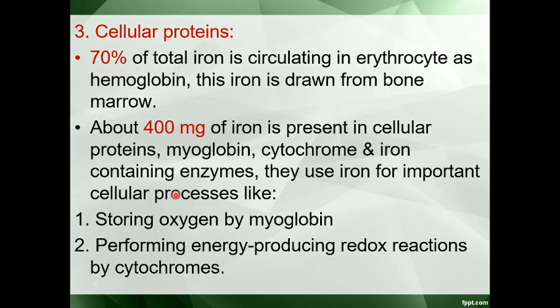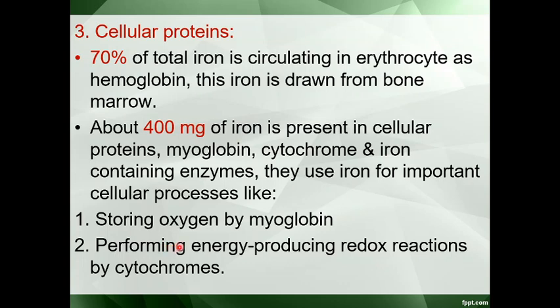Then the third form is iron present in cellular protein. 70% of the total iron is circulating in erythrocytes as hemoglobin, and this iron is drawn from the bone marrow. 400 milligrams of iron is present in cellular proteins: myoglobin, cytochrome, and iron-containing enzymes, and they use iron for important processes. Which processes? Storing oxygen by myoglobin, or you can say myoglobin binding to oxygen.